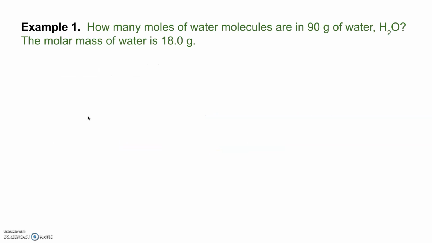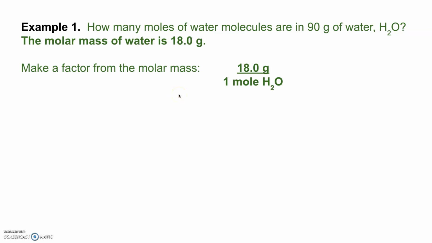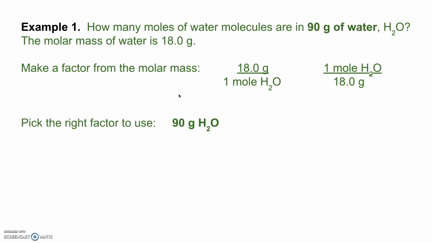Let's do some examples. How many moles of water molecules are in 90 grams of water? The formula for water is H2O. There's the molar mass of water, 18.0 grams. So we can make a factor from the molar mass. We can put the number of grams on top and 1 mole on the bottom. We can equally validly make a factor with the 1 mole of H2O on the top and the 18.0 grams on the bottom. Those two measurements are related to each other. We can write the factor either way. So which factor are we going to use?